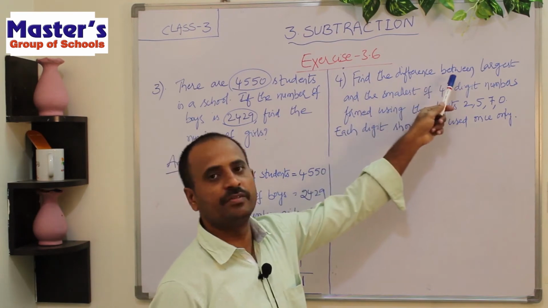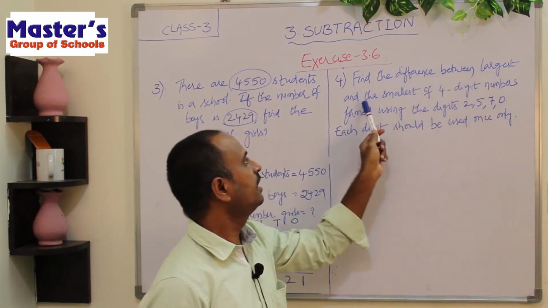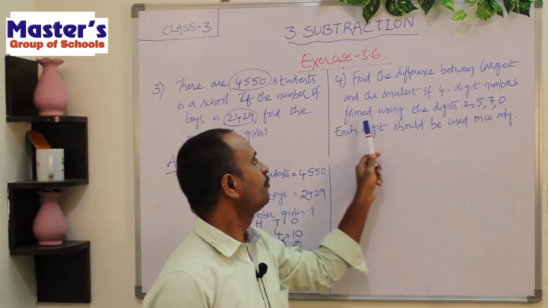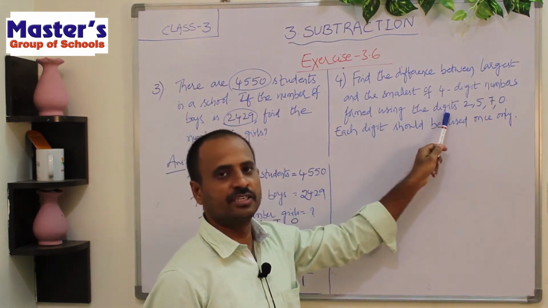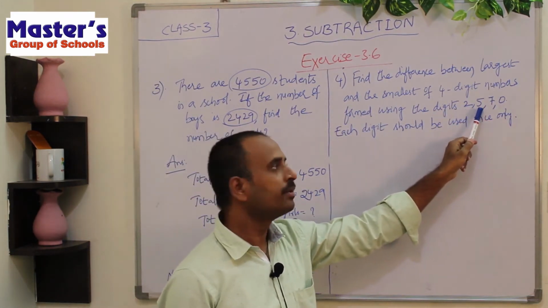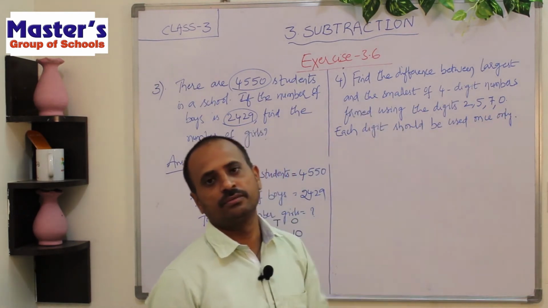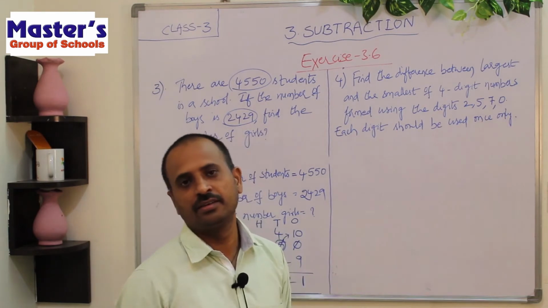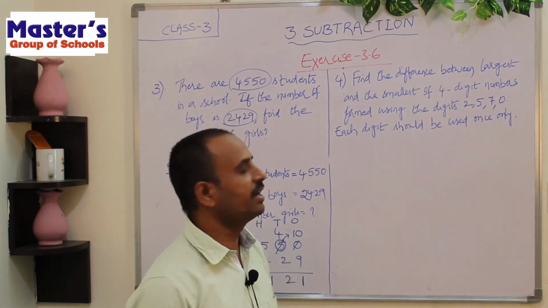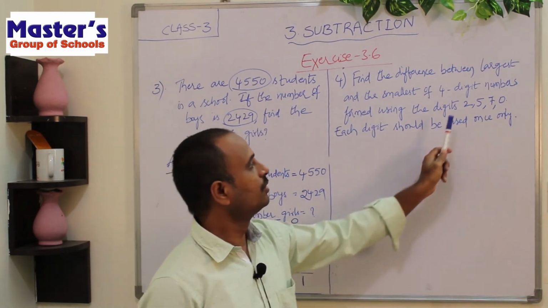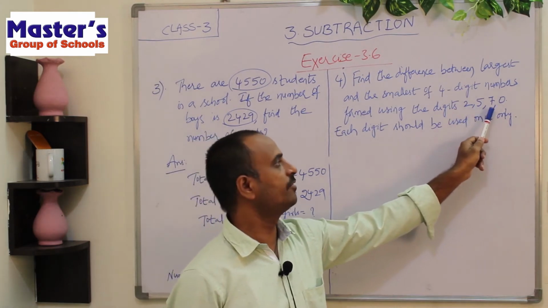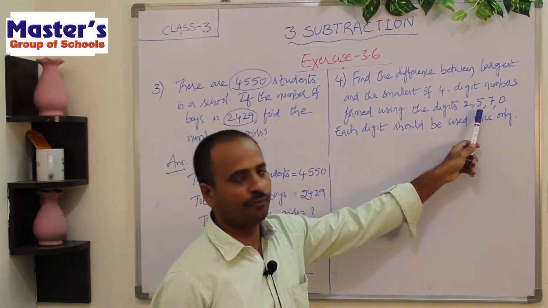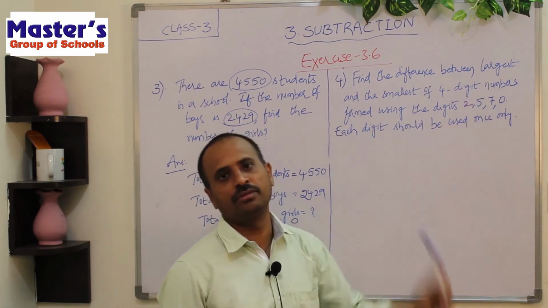Find the difference between the largest and the smallest of 4-digit numbers formed using the digits 2, 5, 7, 0. Each digit should be used once only. So children, there are 4 digits given. What are they? 2, 5, 7 and 0.